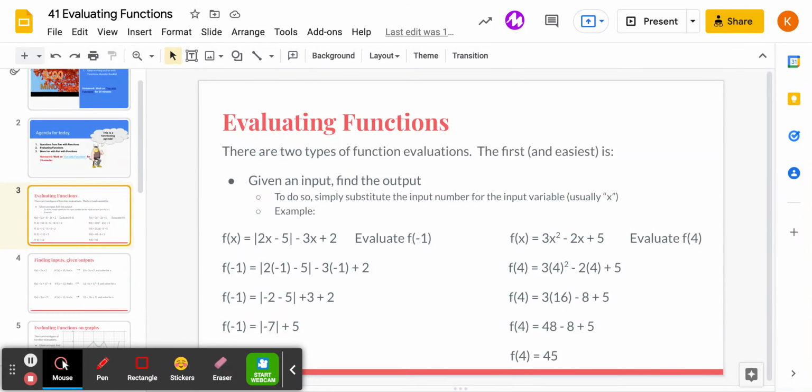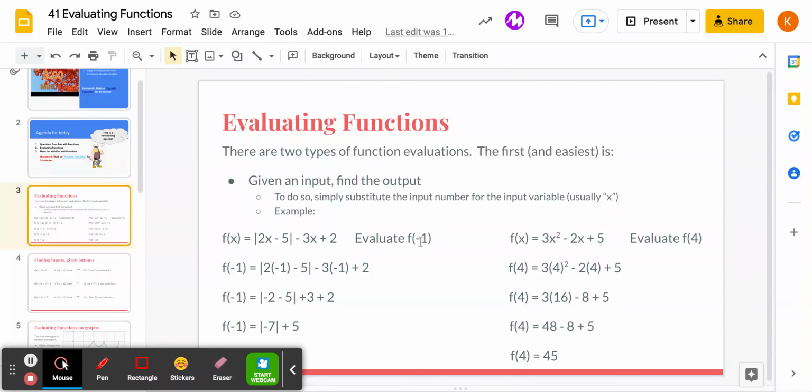So here we go. What happens here? The first situation is you are given an input, and your job is to find the output. Remember that input is the x. I'm looking at f of x is equal to the absolute value of 2x minus 5, minus 3x plus 2. It's a crazy looking function notation expression. I want you to evaluate it for f of -1.